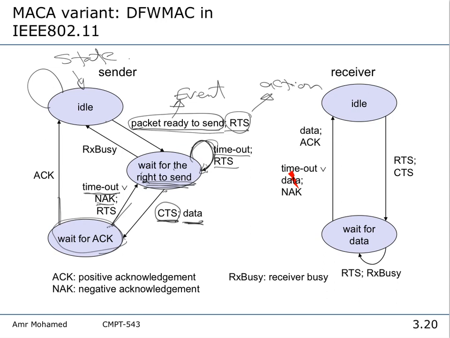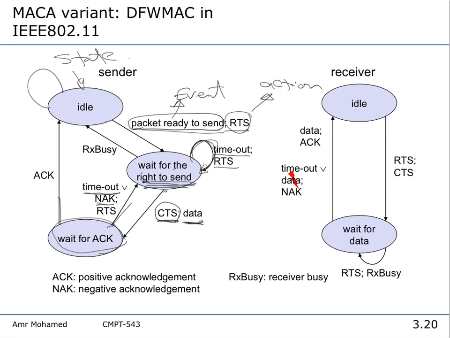Okay? So the receiver case in that case is a very special scenario where you receive one RTS. This means what? This is tricky. So I received RTS and I sent CTS.